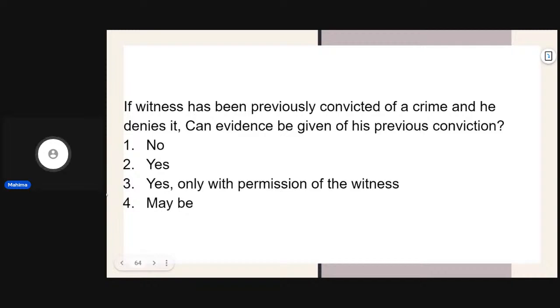Okay. If a witness has been previously convicted of a crime and he denies it, can evidence be given of his previous conviction? Yes, no, no, yes, only with the permission of the witness, maybe. Correct, Shubham. Correct, Kriti. Correct.